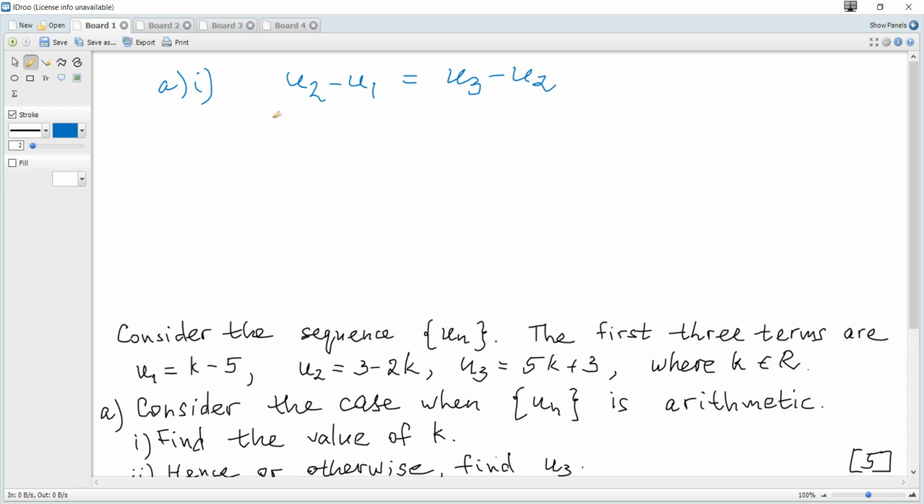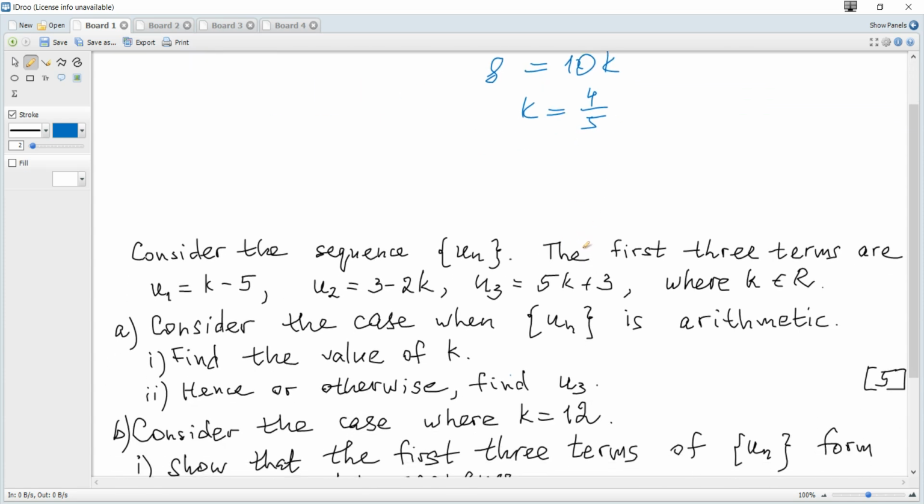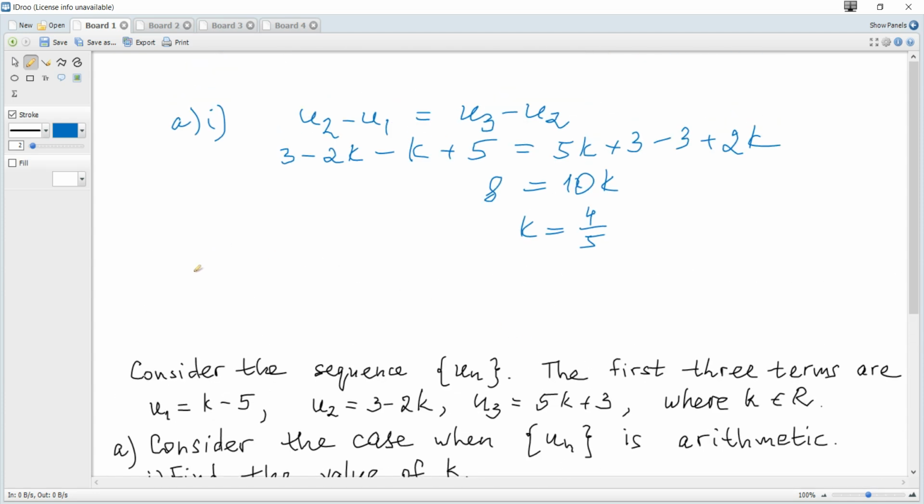It becomes 3 minus 2k minus (k minus minus, or plus, 5) should be equal to 5k plus 3 minus (3 minus minus, or plus, 2k), and it becomes 10k is 8, and k is 8 over 10, or 4 over 5, or 0.8. Hence, to find u3, just substitute 4 over 5 for k into u3, and we get that u3 becomes 5 times 4 over 5 plus 3, and it's 7.